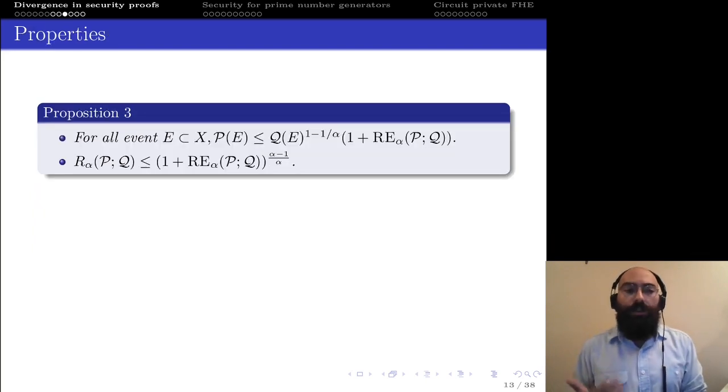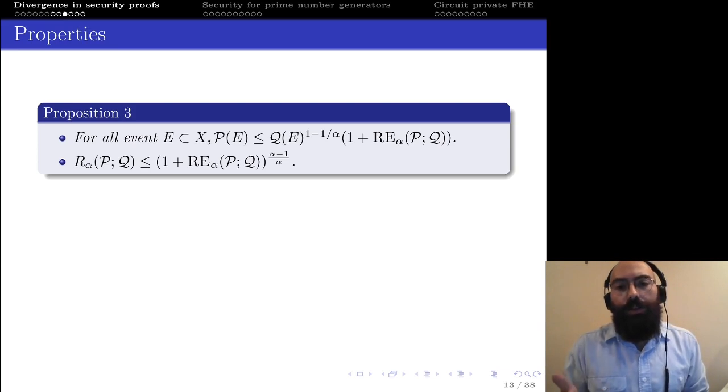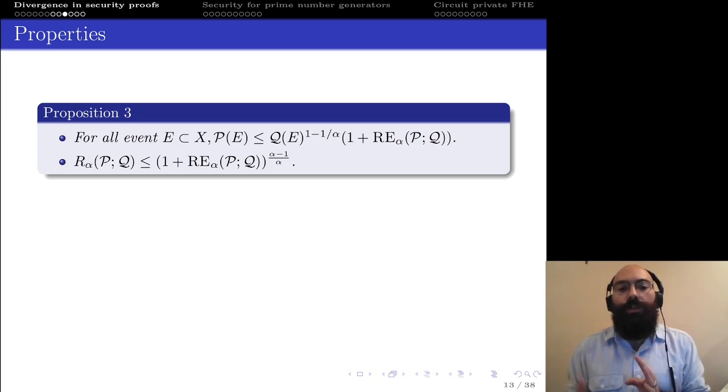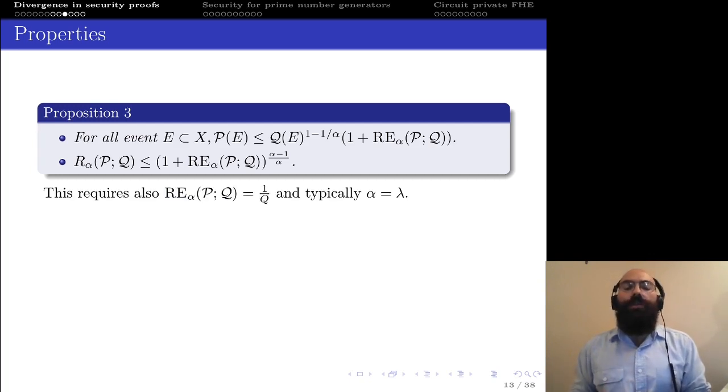Okay, but what are the properties of this divergence? Well, it behaves a lot like the Renyi divergence actually. You get the same kind of multiplicative inequality, and there's a strong link between the Renyi divergence and the relative error given by the Minkowski inequality. Okay, so what this means is that even when you find a bound on the relative error, you will still use a Renyi-based argument for its security proofs. So for tightness, we will also require that the relative error is of the order of 1 over the number of queries, and that alpha is of the order of lambda.